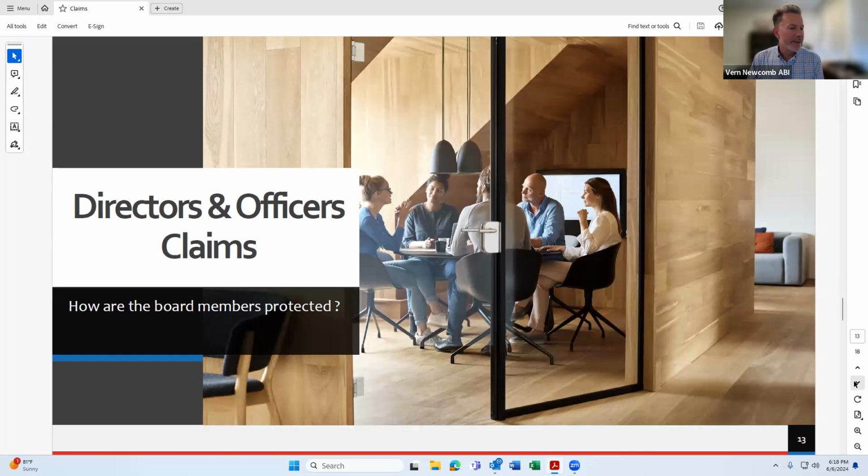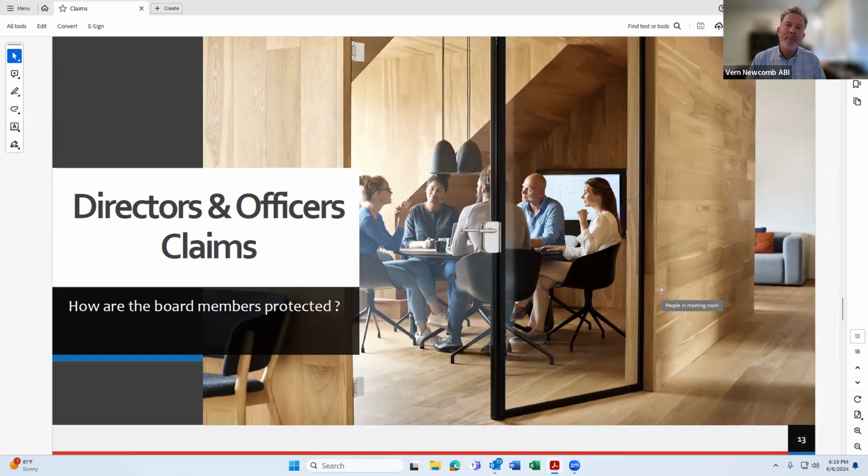Directors and officers. This coverage is basically what we see on a good policy: it's going to pick up coverage for directors and officers, current directors and officers, any past board members. And also what's important is any volunteers or committee members as well.